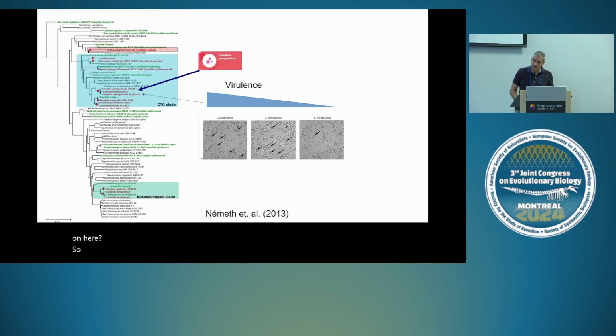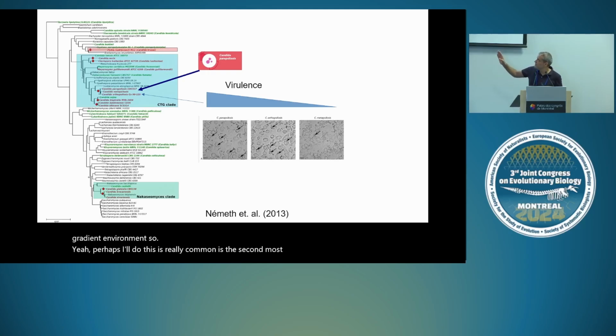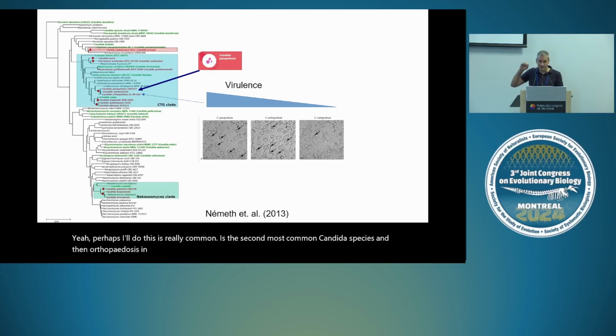So I will tell you the story of where we first stumbled upon these Candida hybrids. This is the tree of Saccharomycotina. It's very diverse, and you will see Candida species are all around the tree. The red dots indicate where pathogens have appeared, and we were interested in the question of how pathogenesis has emerged. So we were comparing genomes from pathogenic and non-pathogenic species, trying to find differences. And there was this clade, the Candida parapsilosis clade, that was very interesting to us because there is a gradient in virulence. Candida parapsilosis is really common, it's the second most common Candida species, and then Candida orthopsilosis and Candida metapsilosis are less and less common in infections and less virulent.